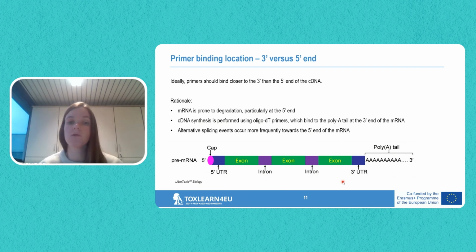And generally, when we want to measure the expression of a gene, we want to measure the expression of all splicing variants. Of course, it could be the case that you want to investigate specific splice variants. In that case, you should also design your primers accordingly. But in most cases, this is not our main goal, but we just want to look at the general expression of a gene, which means that we want to look at the expression of all splice variants. And that would be the easiest when you have primers binding more towards the 3' end of the cDNA.